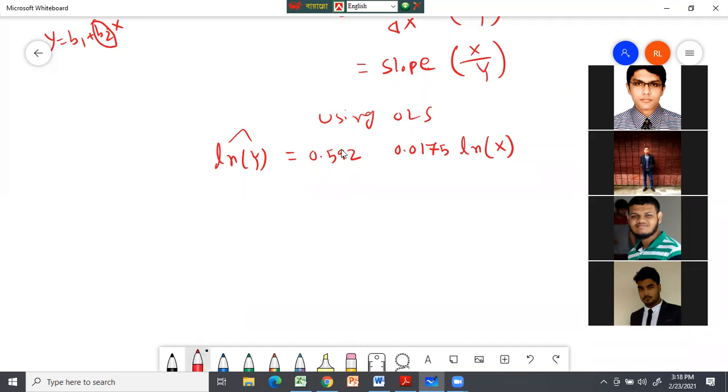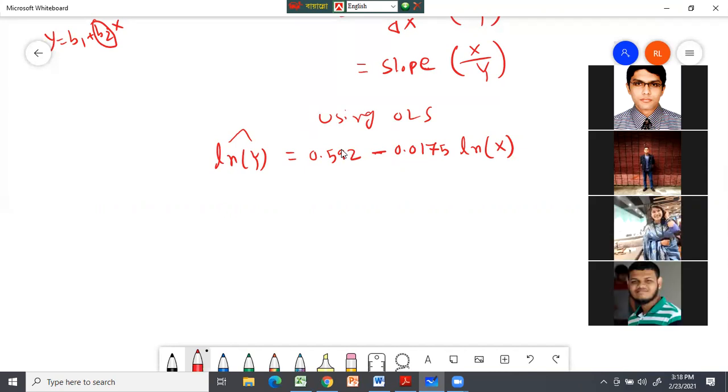Can someone tell me why I have put a minus sign in front of the coefficient value 0.0175? Sir, when price increases, demand decreases. Exactly. So the relationship between y and x is negative according to our economic point of view, because price and demand are inversely related. That is why when you are calculating the value of B2, it would always be found negative. If it is not found negative, then definitely there would be a problem in the data. According to economic theory, the estimated value of your elasticity coefficient would always be negative here.